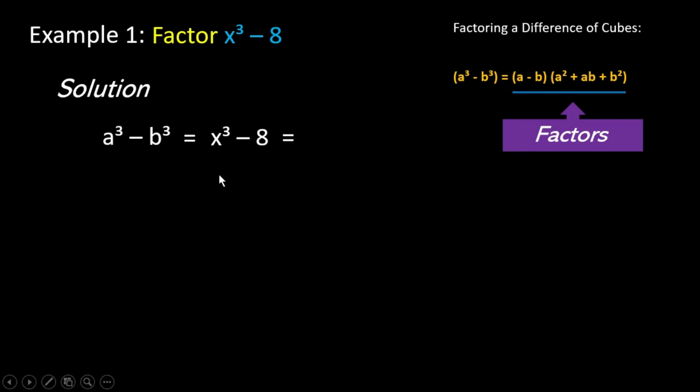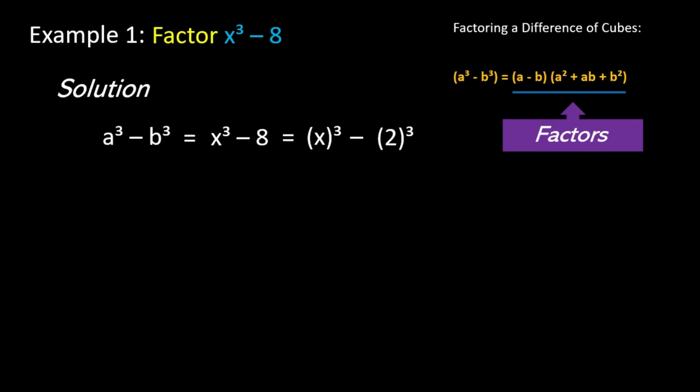So, i-convert natin yung x cubed as a cubed at saka yung 8 as b cubed. Paano natin gagawin? Yung x cubed ay gagawin natin x to the 3 or x cubed pa rin. Tapos, yung 8, para ma-convert natin into b cubed, ano nga ba yung cube root ng 8? So, ang cube root ng 8 is 2. So, magiging 2 to the 3 or 2 cubed, di ba? Tatlong beses natin i-multiply yung 2, di ba?